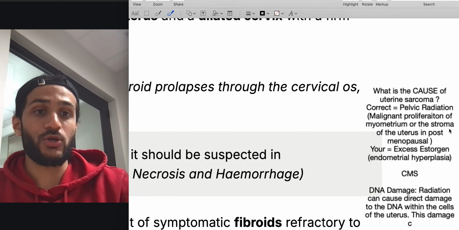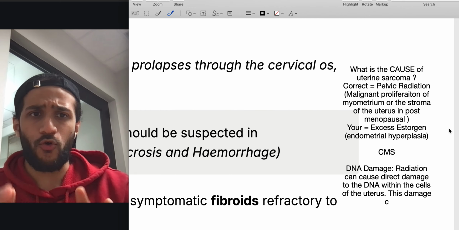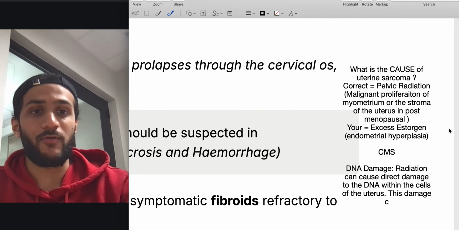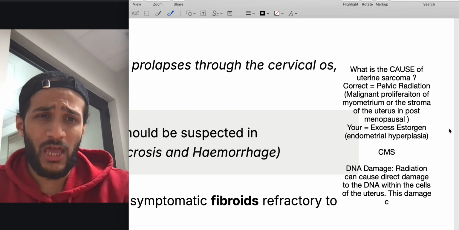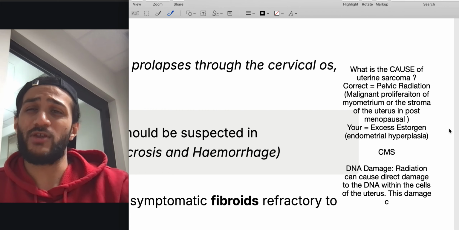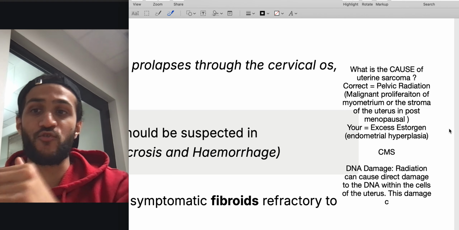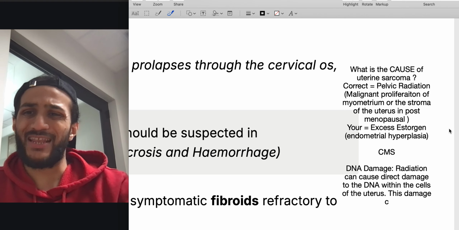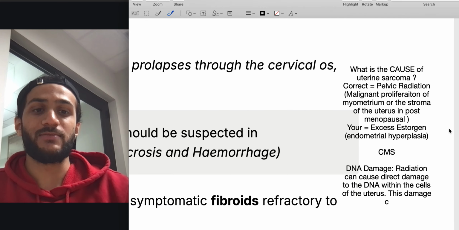Then over here, I came over a CMS question. What is the cause of sarcoma, uterine sarcoma? That's going to be pelvic radiation. So that's malignant proliferation of myometrium or stroma of the uterus in postmenopausal women. I went for estrogen. Estrogen is more endometrium. This is more like myometrium, so it's a bit different. And we can kind of think radiation damages DNA, and that damaged DNA builds up in the uterus.